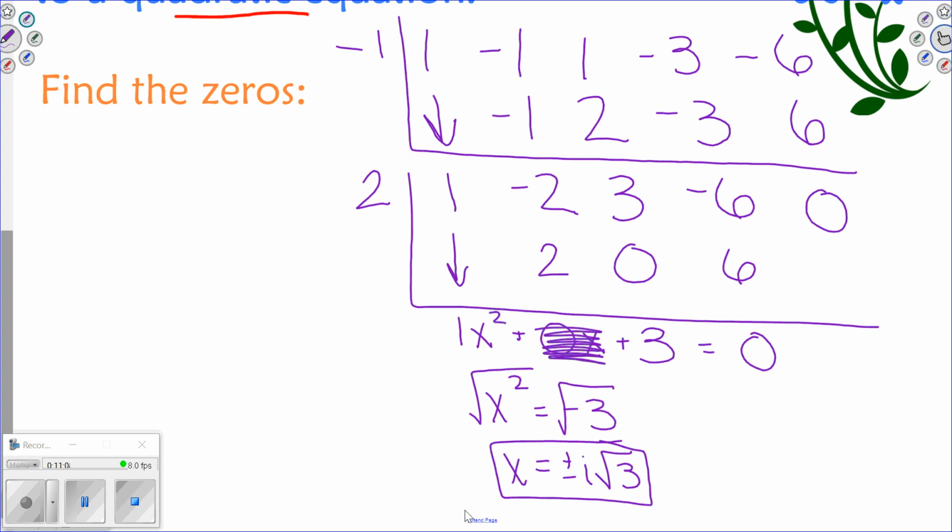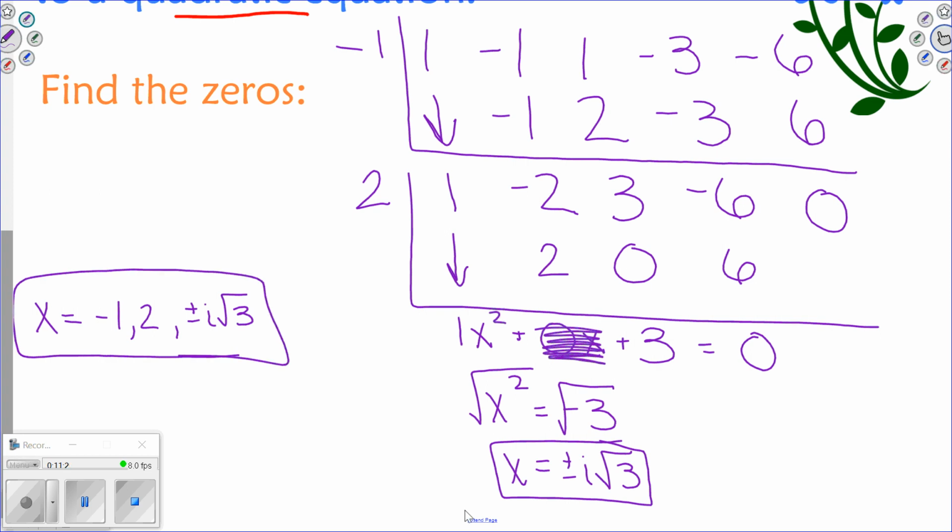So if I asked you to list for me, what were all 4 answers? What were they? Do I have 4 answers? Yeah. So negative 1, 2, and plus or minus I radical 3. Now, what do you know about answers that have an I in them in the graph? They don't cross the x-axis.